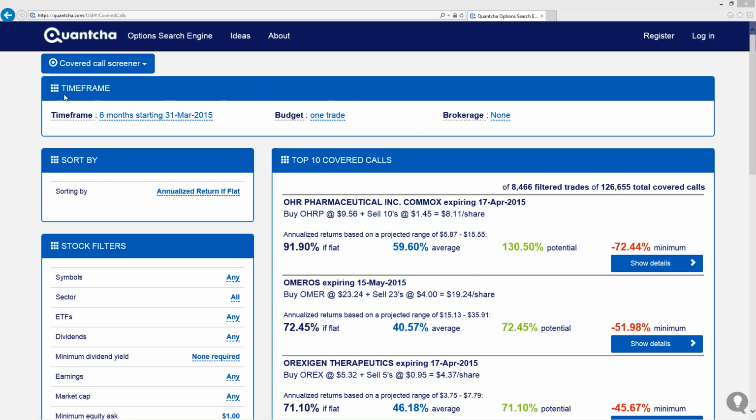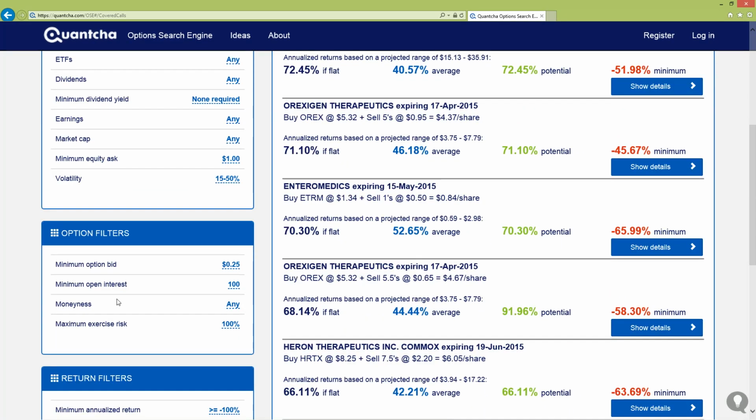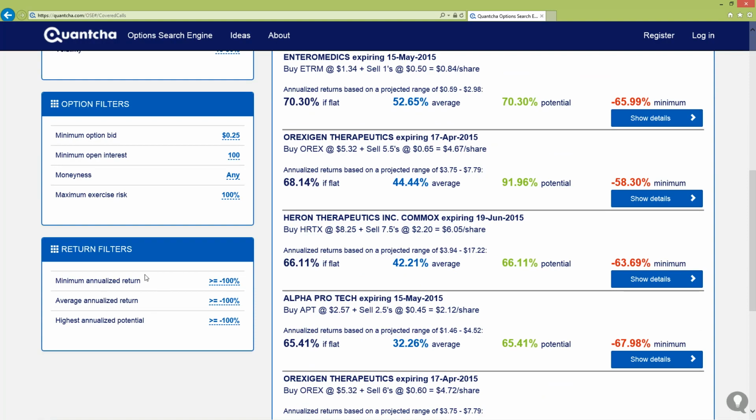We start off with the time frame panel at the top, where you can define the time that the options should be expiring, as well as the budget you might have available for the trade and the brokerage, which is optional. And if you provide the brokerage, we will include the trading fees and the brokerage commissions where possible. We also have the ability to sort results that come back from these covered calls, as well as filter based on stock properties, option properties, and of course a risk and return minimum set of filters.